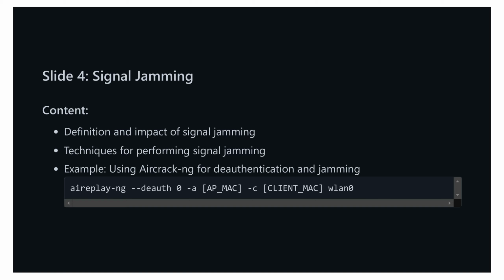By using such tools, signal jamming can disrupt normal operations, highlighting the importance of securing wireless networks against such threats. In our next slide, we'll dive into protocol fuzzing, another important technique where we'll scrutinize the vulnerabilities of wireless protocols through deliberate manipulation. Stay tuned.